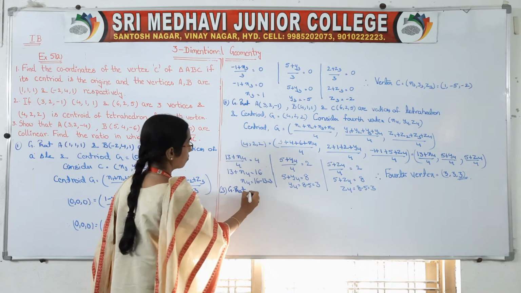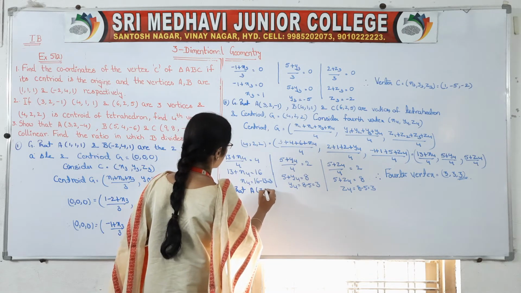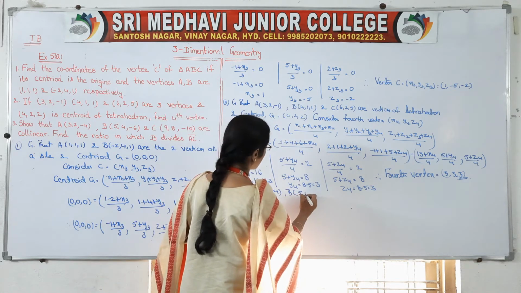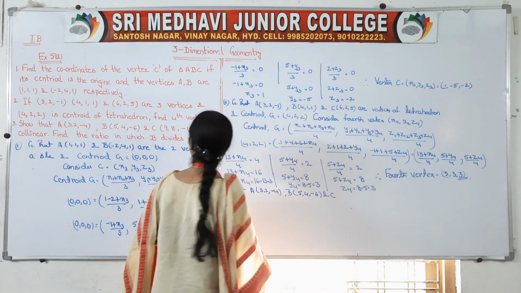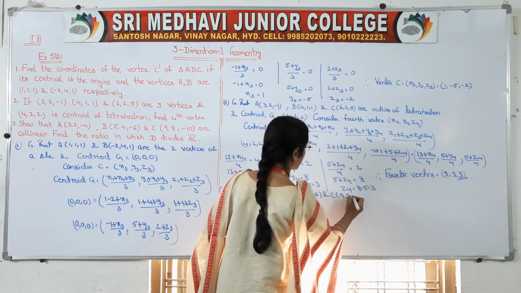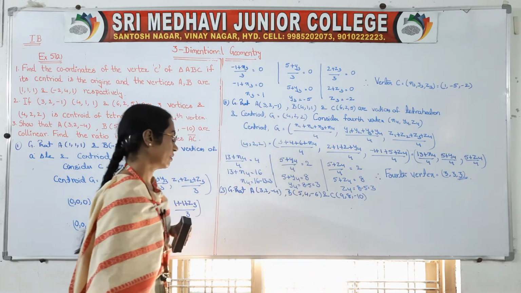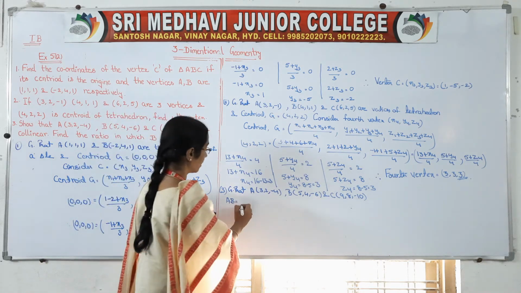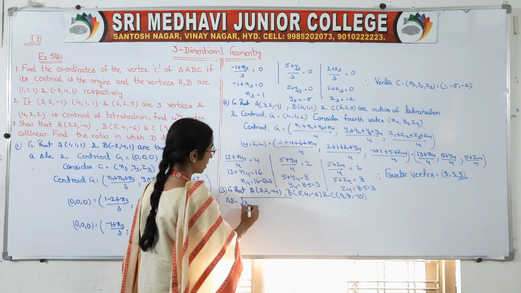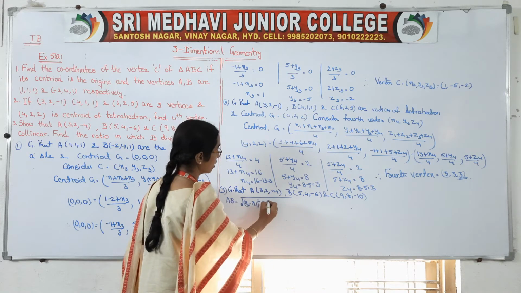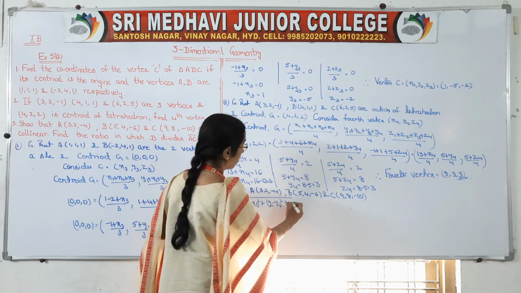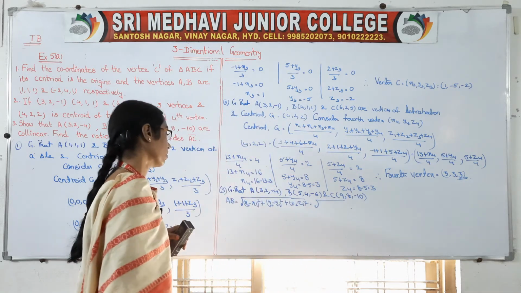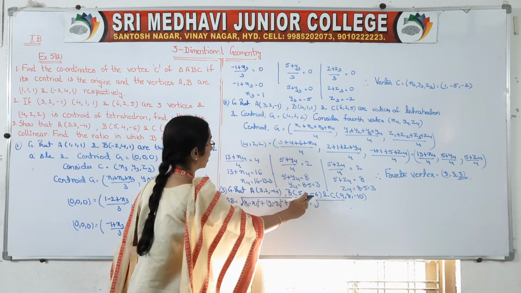Given that, the first point A is (3, 2, minus 4). Next, point B is given as (5, 4, minus 6), and point C is (9, 8, minus 10). Given points. First you find out AB. We are finding the length of one line. You know the formula very well: root of (x2 minus x1) whole square plus (y2 minus y1) whole square plus (z2 minus z1) whole square. You consider this as x1, y1, z1 and this as x2, y2, z2.